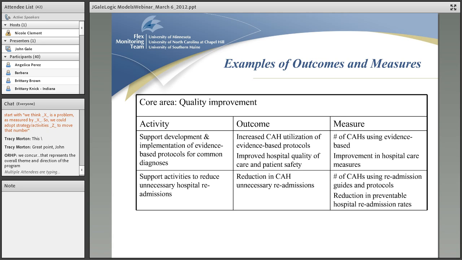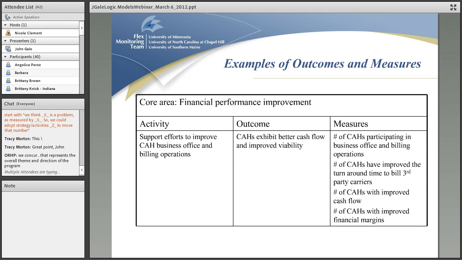Another activity was support efforts to reduce unnecessary hospital readmissions, a very big thing in today's world. The outcome, obviously, was a reduction in CAH unnecessary readmissions. Their first measure was a number of CAHs implementing their readmission guides and protocols, and then the second measure was reduction in preventable hospitalization readmission rates. Two very specific measures. It would be helpful to set targets as you think about moving from short to long-term, and the program implements, realizing not every hospital is going to play. I've spoken to hospital flex coordinators who struggle with this issue. They have good tools, they have good resources. Not every hospital is going to want to participate, and you've got to decide what your targets are, where the sticking points are and where the leverage points are, and setting some measurable targets.